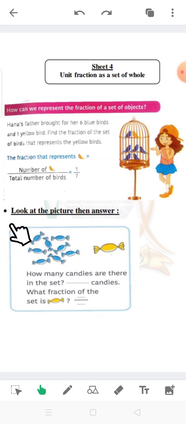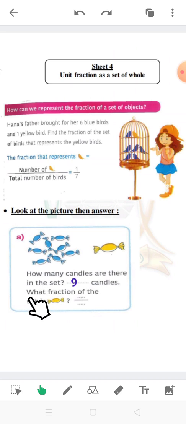Let's solve this exercise. Look at the picture, then answer. How many candies are there in the set? Okay, let's count. When I say how many candies, I'm talking about a number. We will count how many we have here. 1, 2, 3, 4, 5, 6, 7, 8, and 9. So, we have 9 candies.